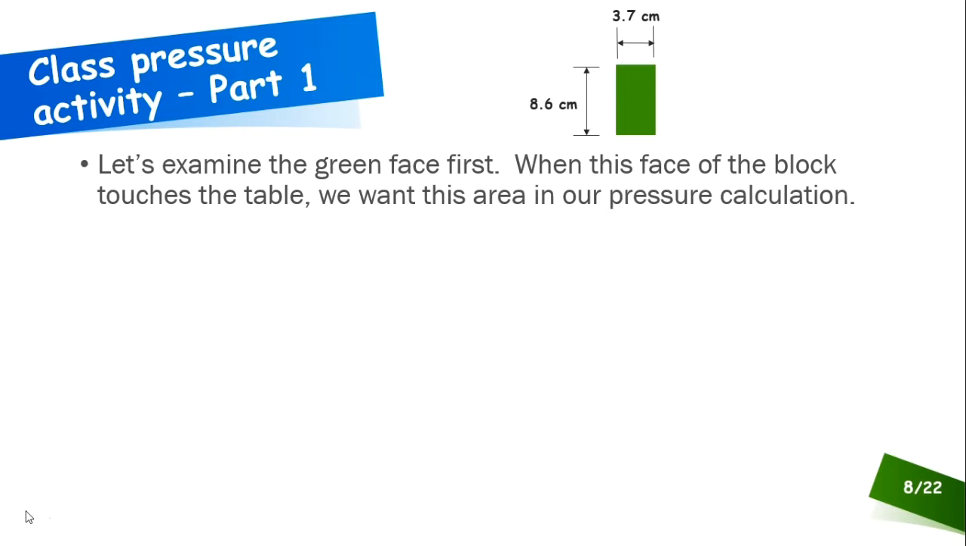Let's walk through the first part of this together. So let's look at the green face first. If we take that block and put the green face down, the force of the weight of the block is being exerted through the green face onto the table. The area of that surface of contact is going to be the length times the width, which for this face is 8.6 centimeters times 3.7 centimeters. If we multiply that out, that gives us 31.82 square centimeters.